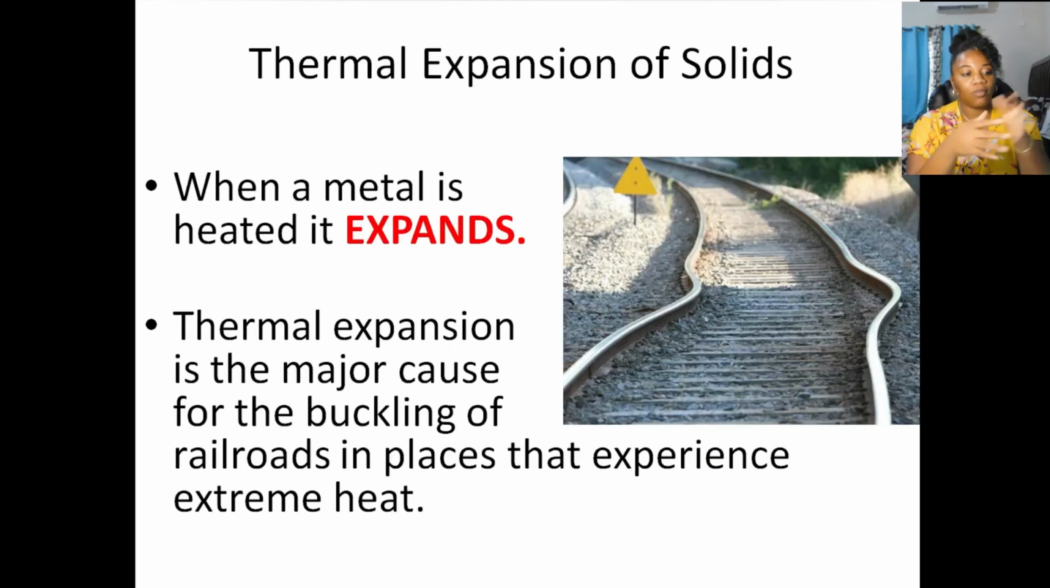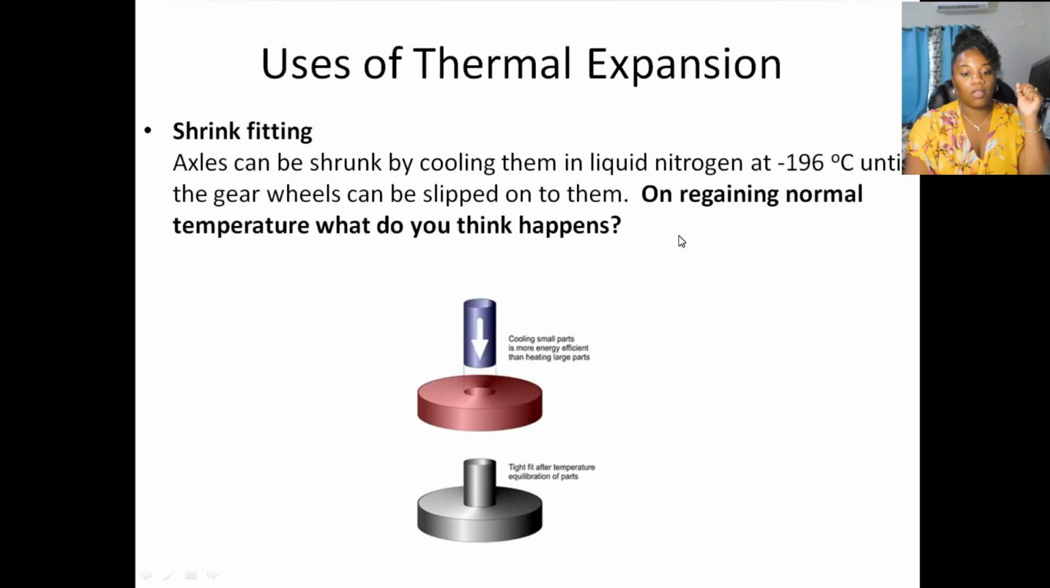Right? When a metal is heated, it expands. We could all attest to that. Like for instance, if I were to heat up my ring right now, and if my finger didn't have any feelings, and I tried to put it back on my finger, my finger won't go in. Thermal expansion is a major cause for the buckling of railroads in places that experience extreme heat. Right? So as you can see in this nice little picture, there's buckling right here in this area and buckling right here in this area. That's due to heat expansion.